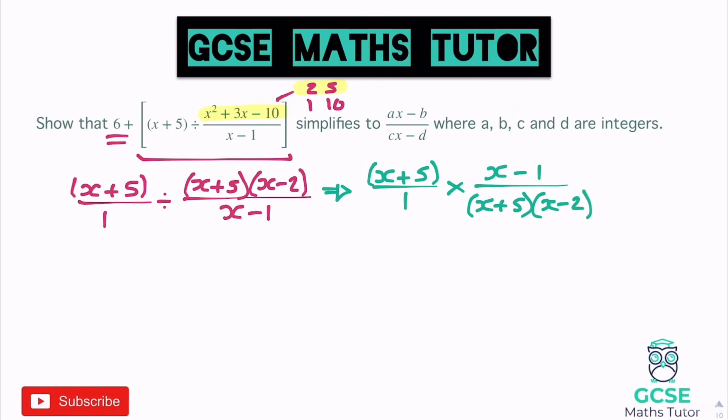But before we do that, we can cross cancel. You don't have to. You can times them together first and then cancel top and bottom. But we've got an x plus 5, which is going to end up on the top of our final fraction. And we've got an x plus 5 down here, which is going to end up on the bottom of our final fraction. So we can cancel those off straight away.